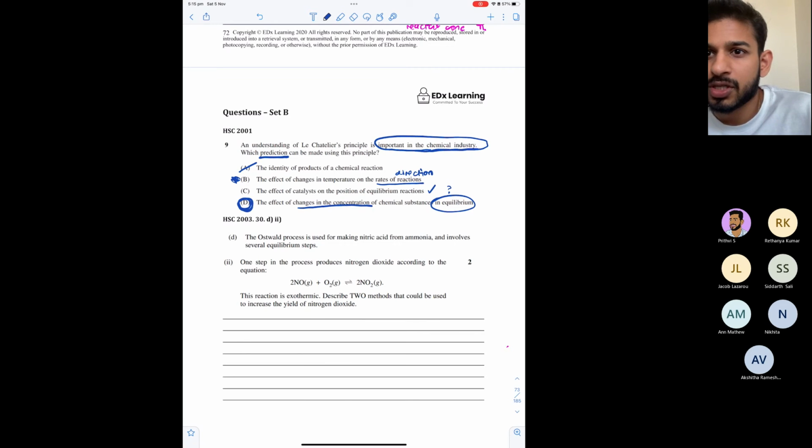Now, moving on to question 2003, 30D, the Ostwald process, making nitric acid from ammonia. They've given you one step in the process. They've told you it's exothermic. So, Jacob, when it's exothermic, which direction are you going to add heat in? If you're going to add heat like an actual reaction or product, are you going to add it on the right-hand side or left-hand side?